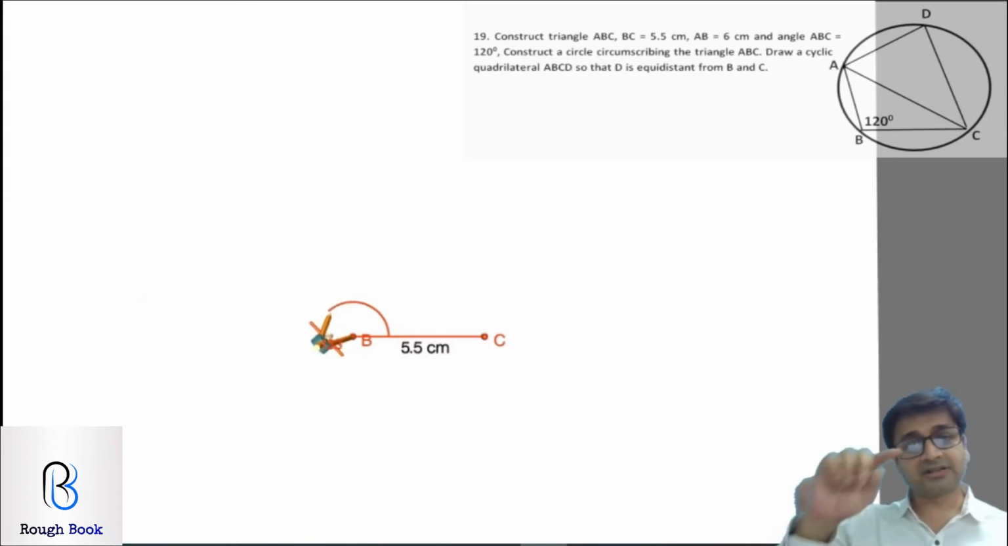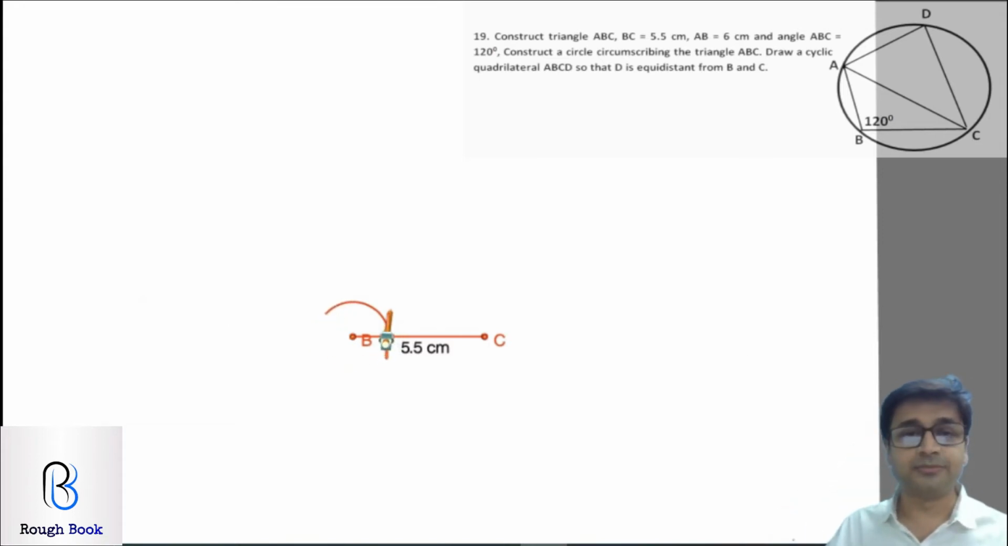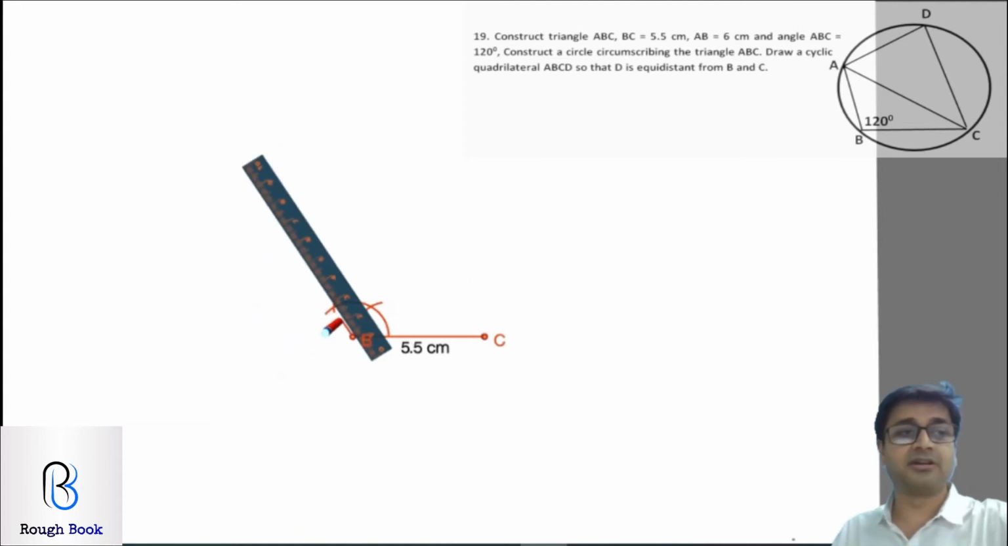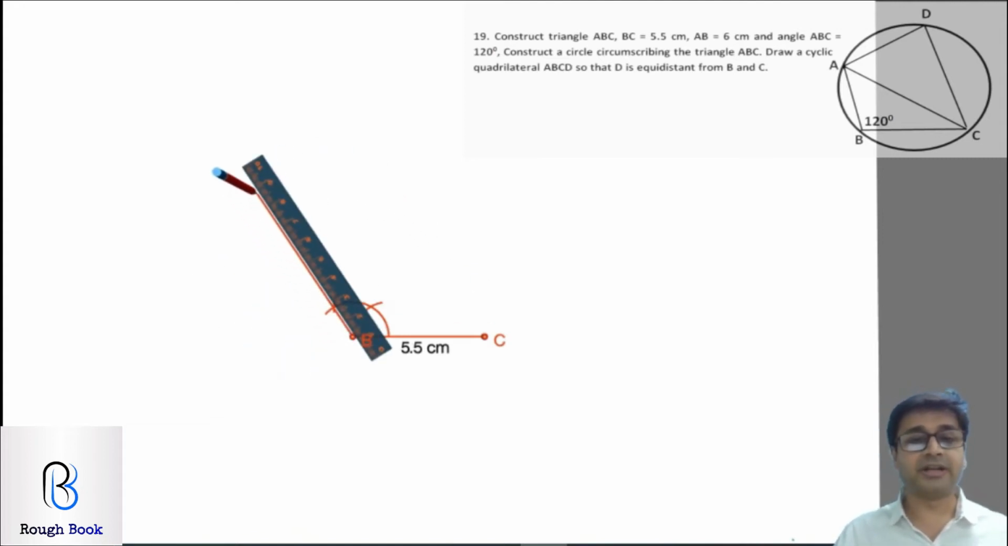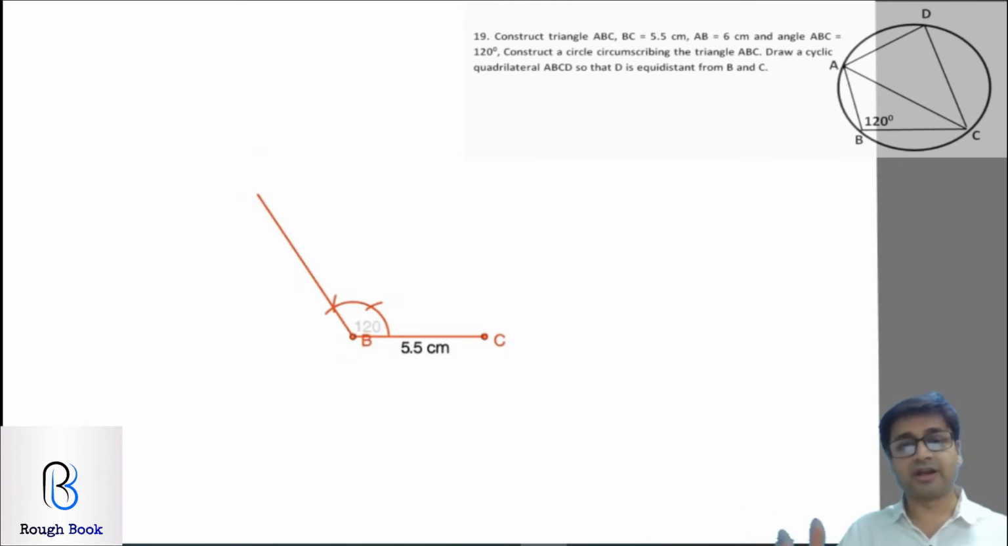And then the first arc, second arc. 120 is now very simple for us after doing the hexagon. So 60, and then the second arc 120, join it, so we get your 120 degrees. And then from B, cut an arc to point A, which is of 6 centimeters, and you will get your point A. Join A with C, triangle is ready.